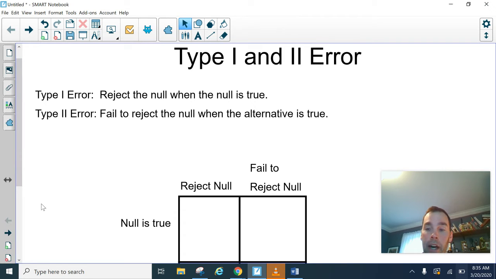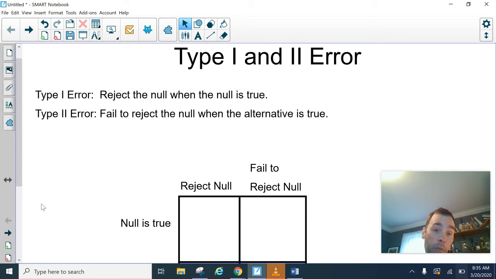So when I do these hypothesis test questions, at the very end, we always make a decision whether we're going to reject the null or fail to reject the null. And hopefully we make the right decision, but we're not really sure if we did or not. And there's a chance we made the wrong decision. We could have rejected the null when the null is true. So that's the wrong decision. That's an error. That's called a type 1 error.